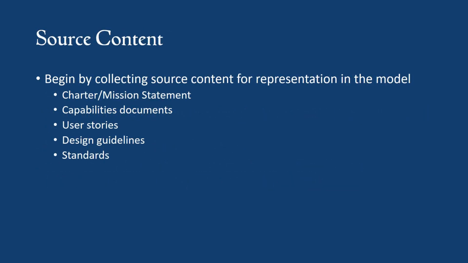So as you start your hypermodeling effort, go ahead and find the source content that you want to represent in the model. This could be your mission statement or charter, capabilities documents, user stories, design guidelines, standards, whatever is appropriate that is going to be the baseline for some of the modeling effort. So begin collecting that so at least you have it handy and available to you as you begin your model.